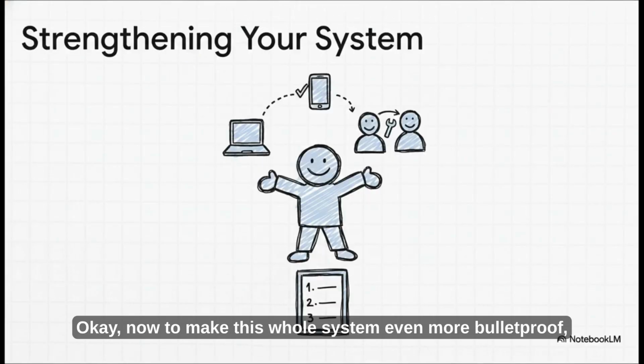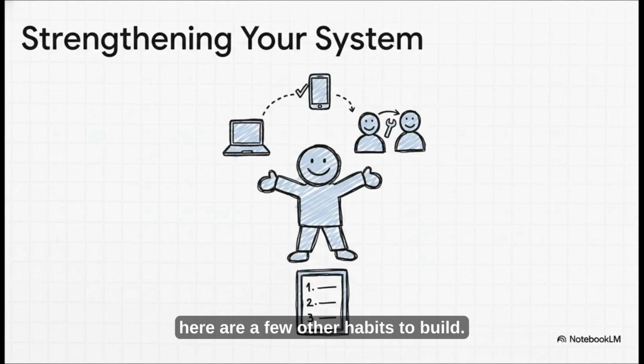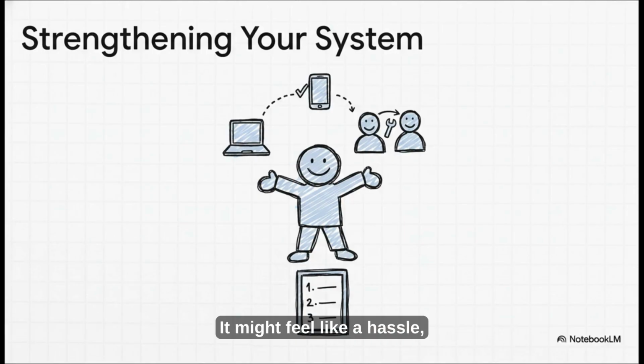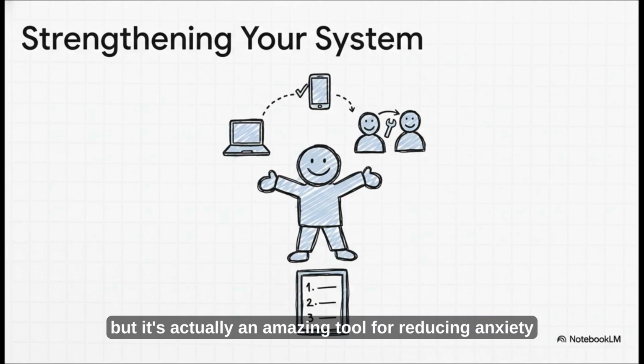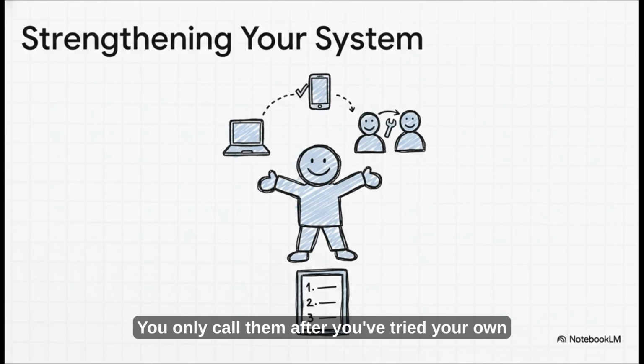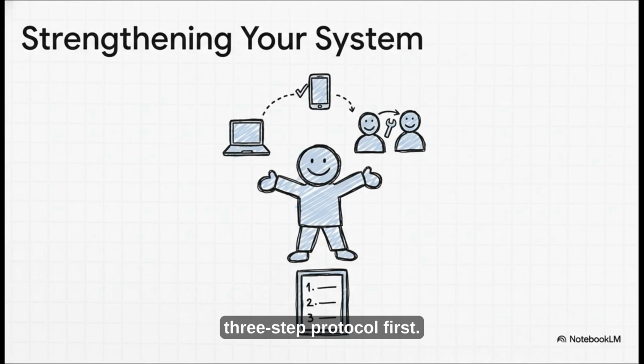Okay, now to make this whole system even more bulletproof, here are a few other habits to build. First, whenever you can, set up 2-factor or multi-device verification. You know, that text message code that gets sent to your phone? It might feel like a hassle, but it's actually an amazing tool for reducing anxiety because it gives you a simple, physical way to prove it's really you. Second, set up a digital safety partner, a trusted friend or family member. But here's the key, and this is so important. You only call them after you've tried your own 3-step protocol first. You're the administrator, remember. They're just your trusted backup.